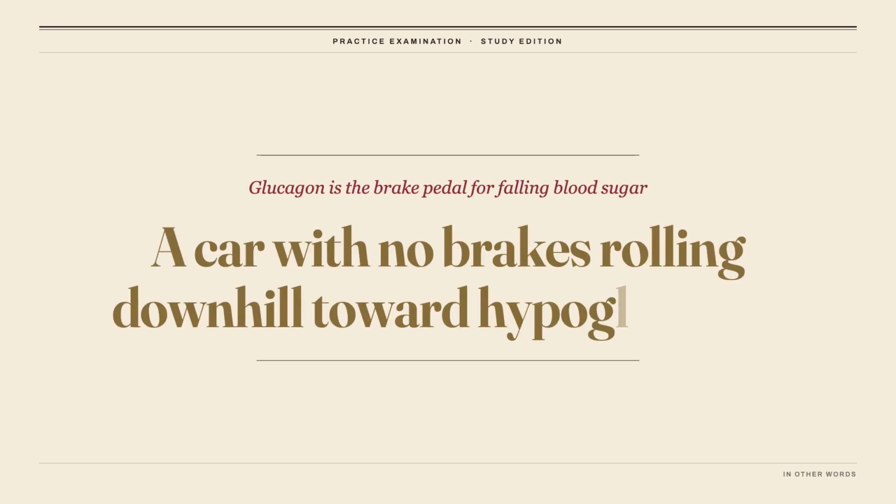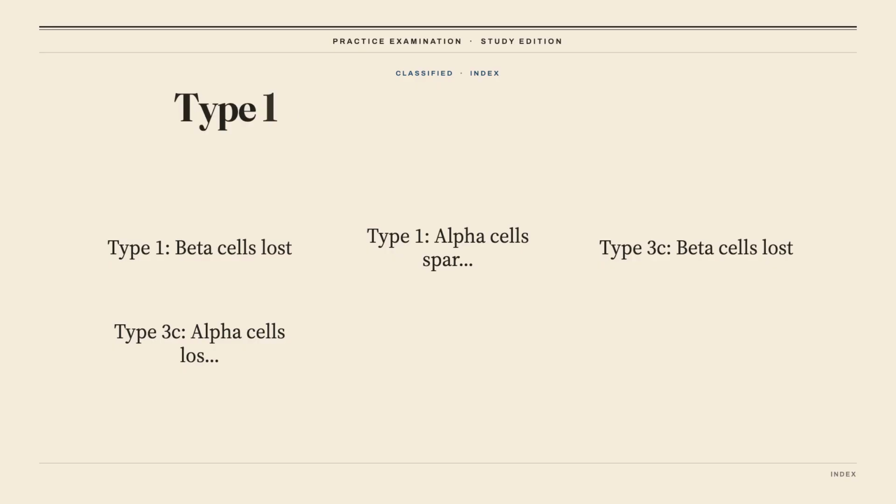Glucagon normally signals the liver to release glucose within minutes of a low. Without it, too much insulin, a skipped meal, or unexpected exercise sends blood sugar swinging with nothing to stop the fall, which is why these patients are called truly brittle.